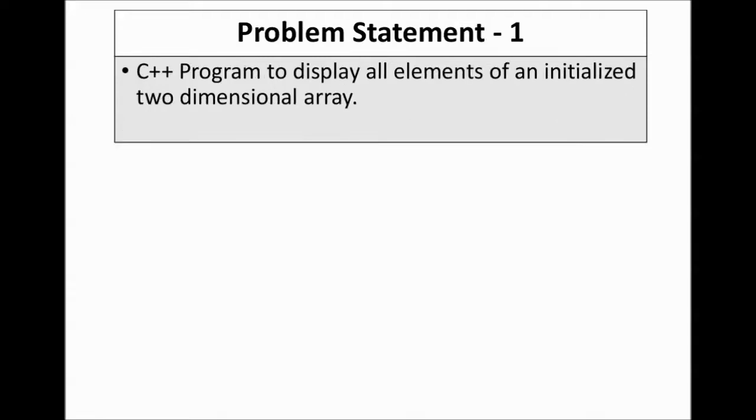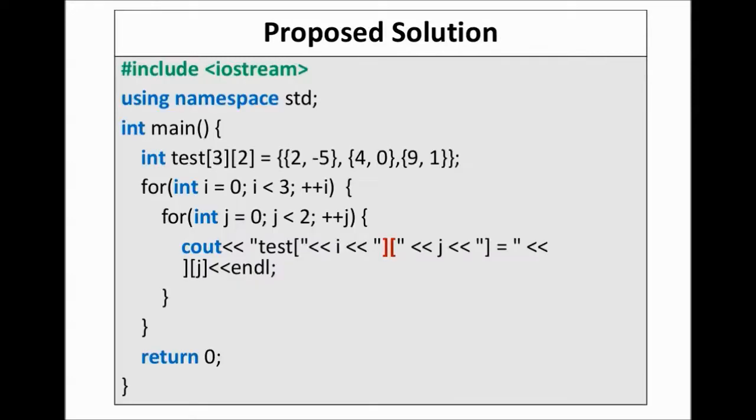So here is a problem statement: write a C++ program to display all elements of an initialized two-dimensional array. Here is the solution. In the main program, we initialize our array with the name test. This test has 3 rows and 2 columns, and we initialize it with values 2, -5, 4 and 0, 9 and 1.